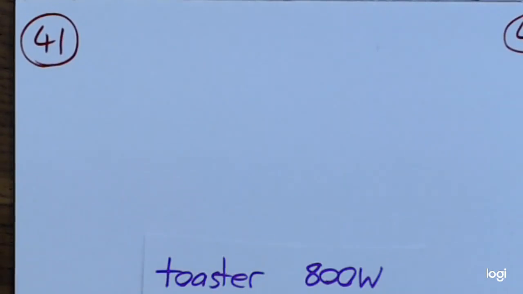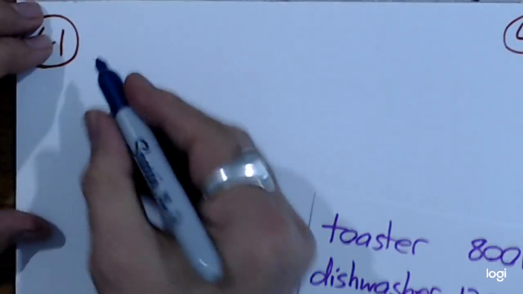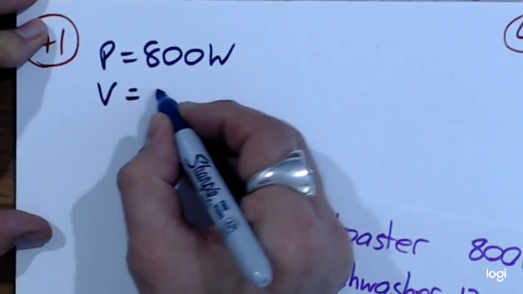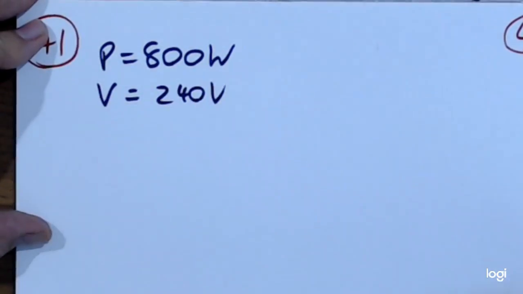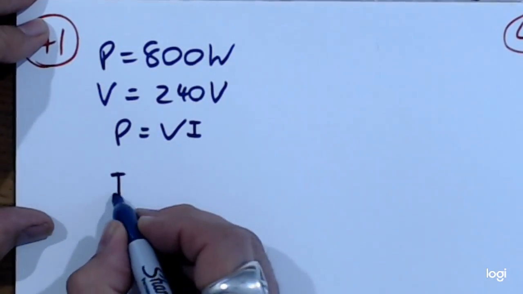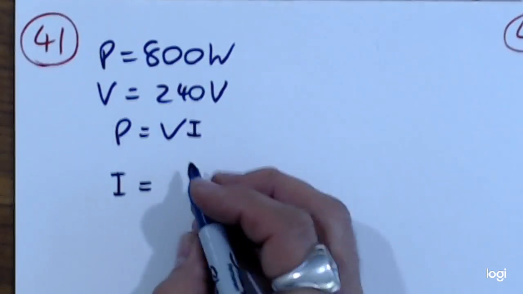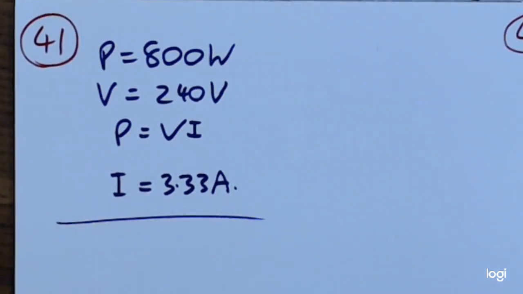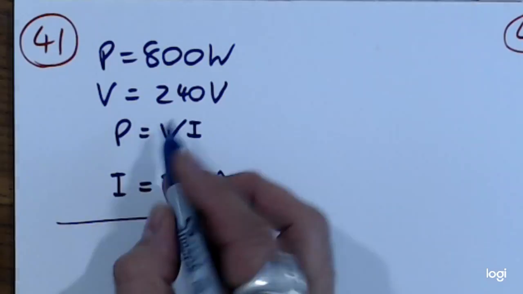But question 41 asked you to calculate how much current the toaster draws. Well, the toaster's power is 800 watts. Right. So power is 800 watts. The voltage that goes into it is 240 volts. P equals VI. Solve that, calculate the I, okay? 800 divided by 240, and it comes to 3.33 amps. 3 1/3 amps. Yeah, easy when you know that, isn't it?